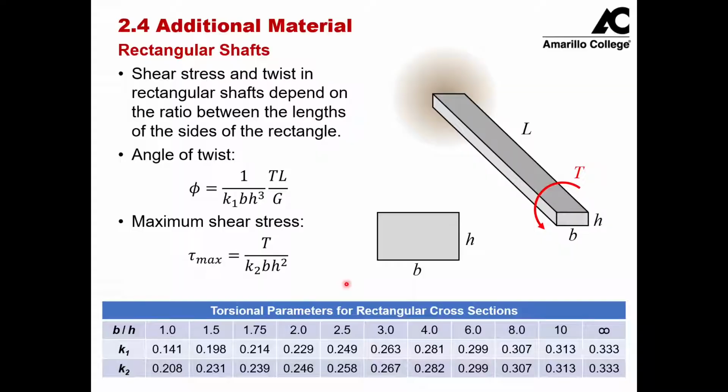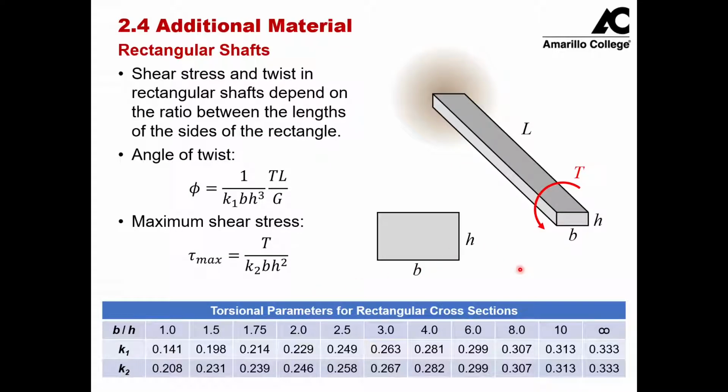So for non-square rectangular areas, something with a B and an H, it's a little bit more complex, but we have our angle of twist and our maximum shear stress depend on some constants K1 and K2, and K1 and K2 depend on the ratio of our base to our height. So our base is going to be the larger of the values, and it goes from anywhere from 1 to infinity. These constants will change depending on the ratio of B to H.